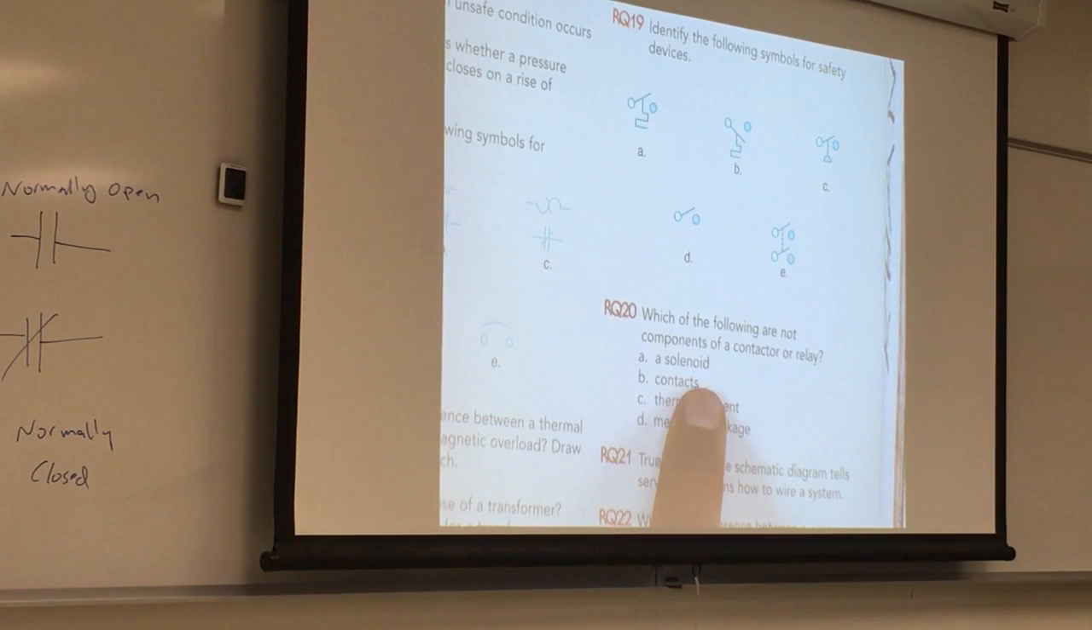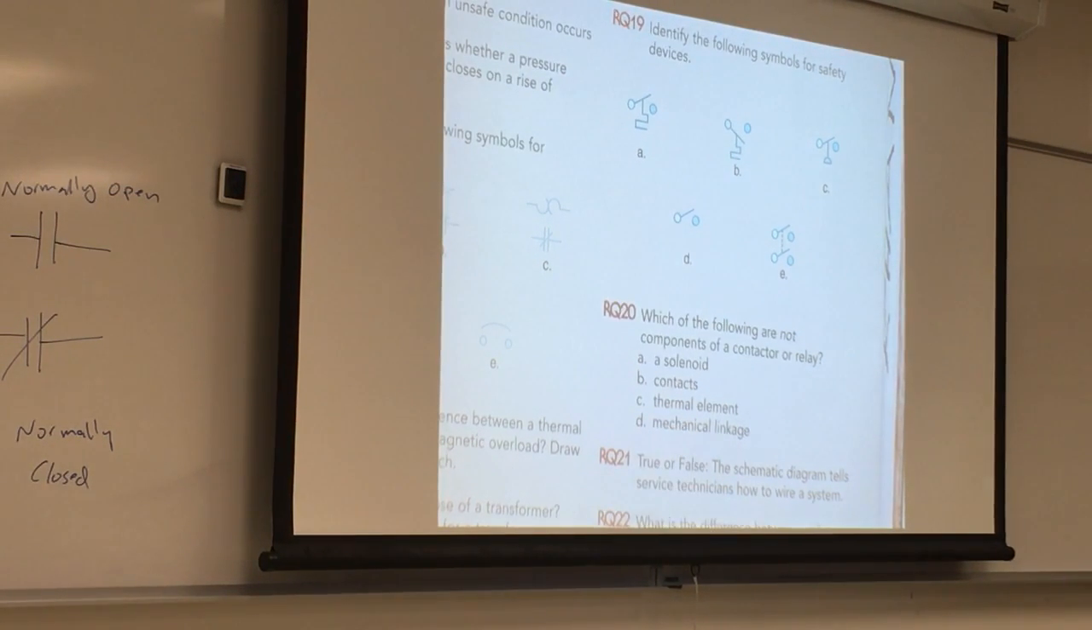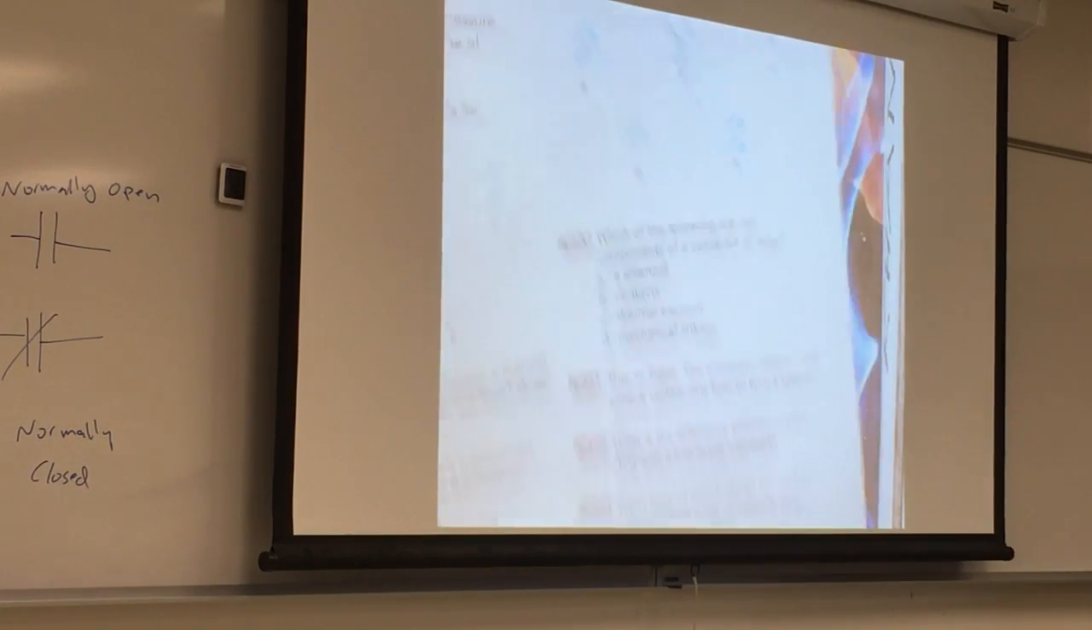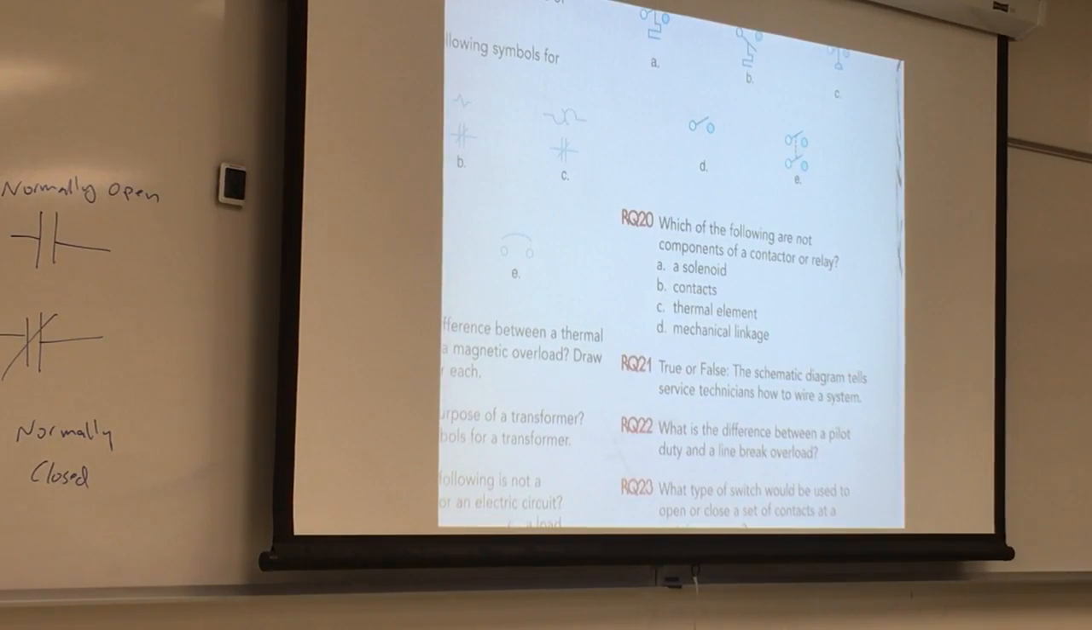Which of the following are not components of a contactor or relay? This is a good one. Solenoid, contacts, thermal element, mechanical linkage. D. Do you need a solenoid? Yes. Do you need contacts? Yes. Do you need a thermal element? No, I don't need a thermal element. So it's C. Mechanical linkage, I drew it over here. Mechanical is the arm that works back and forth. So those are three components.